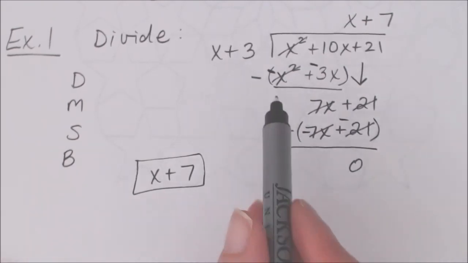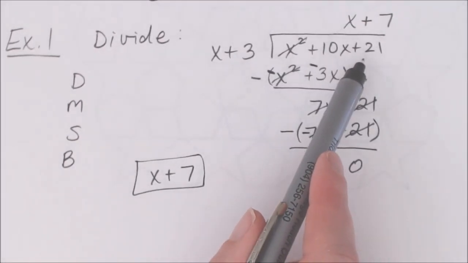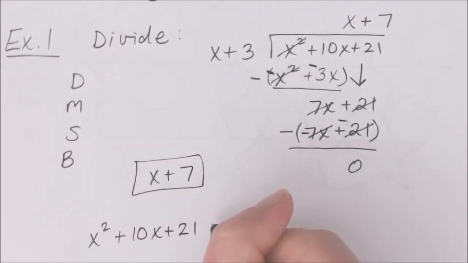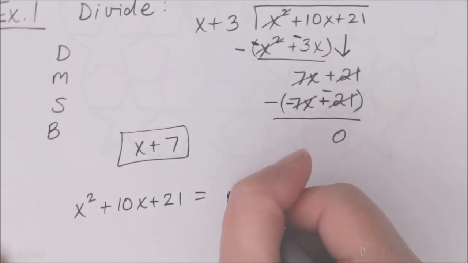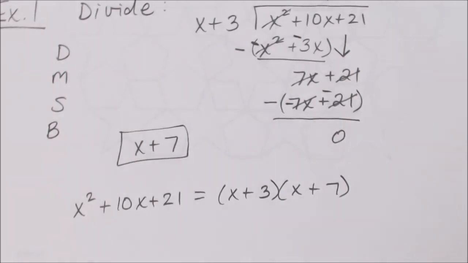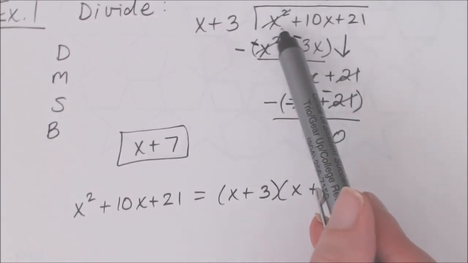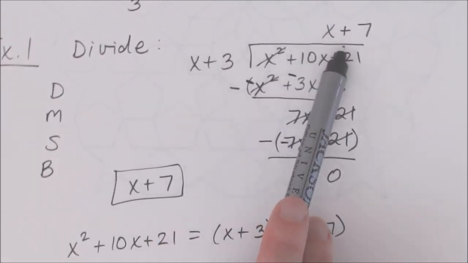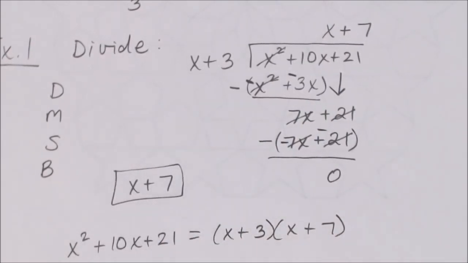You may have noticed that x squared plus 10x plus 21, if you factored that, that would have factored into the product of x plus 3 and x plus 7. That's not a coincidence. That's because if you FOIL those out, you get x squared plus 10x plus 21. And so when we divide x squared plus 10x plus 21 by the x plus 3, we get the other factor of x plus 7. Won't always work out that nicely, but if there's no remainder, that's the way it should work out.